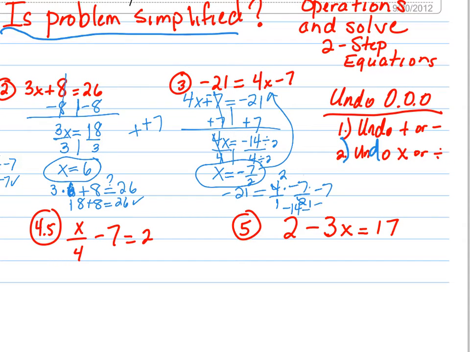Minus 7. I'm going to keep change opposite because those are like terms, right? Do I get negative 21? Negative 14 plus negative 7? It checks.